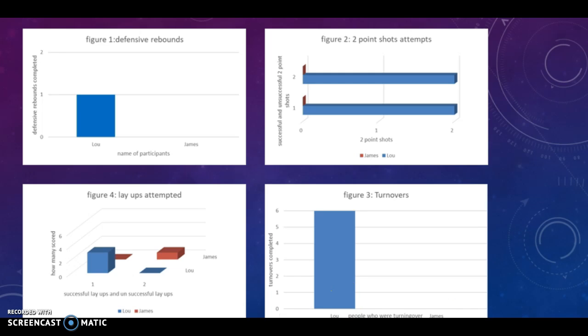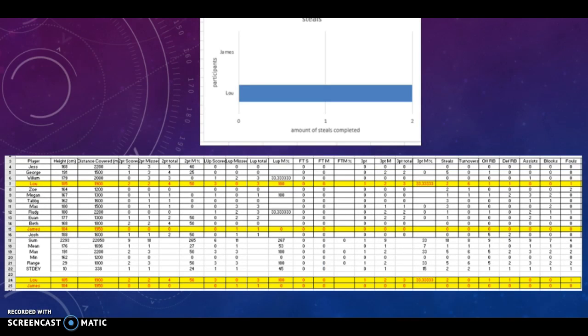I can't change it. And then lastly, turnovers is Lou got 6 turnovers, whereas James got none. And the last graph and the table of all the results is the amount of steals that were completed. Lou completed 2 and James completed none. And then this is the data that I collected at the bottom here. So we calculate the sum, the mean, the max, the min, the range, and the standard deviation of everyone in the group. And I highlighted Lou and James.